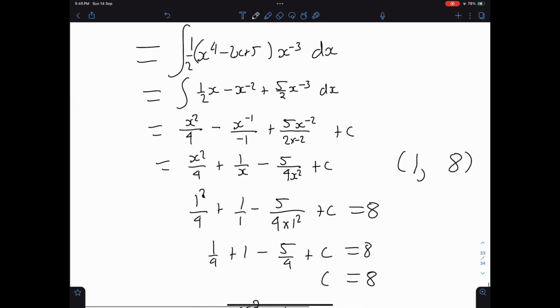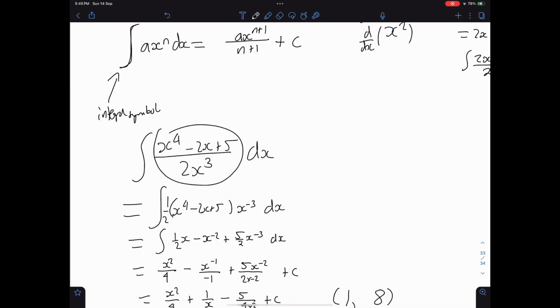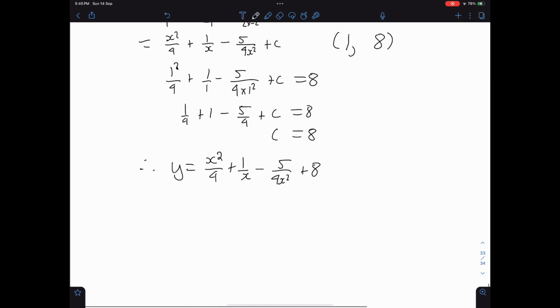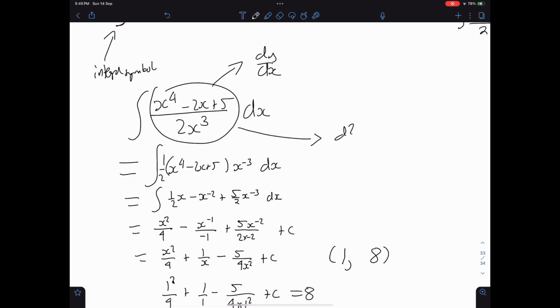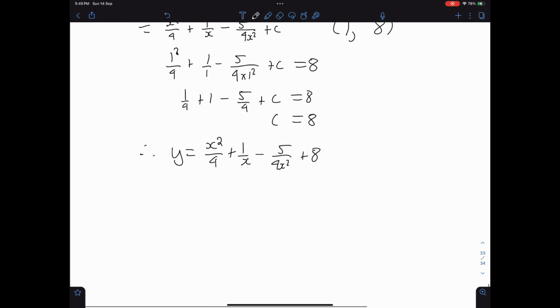You could say that if this was dy dx, then you would say that this is y equals the integral. Conversely, if this was d squared y over dx squared, the second derivative, this would instead be dy dx. And if you were ever going from d squared y over dx squared and trying to eventually get to y again, remember that you need to find the plus c for the dy dx first and then integrate that, because then that constant will have an x attached to it when you integrate it into y. So don't forget that.